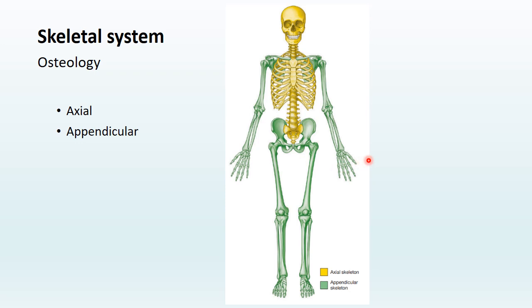Skeletal system is a body system that includes both bones and cartilage. Osteology, however, is the science that studies bones. The prefix osteo means bone.